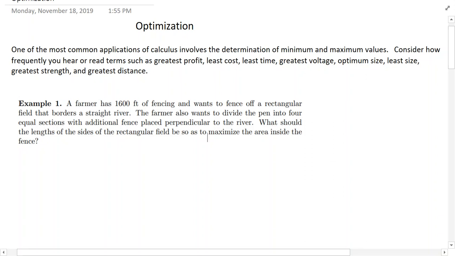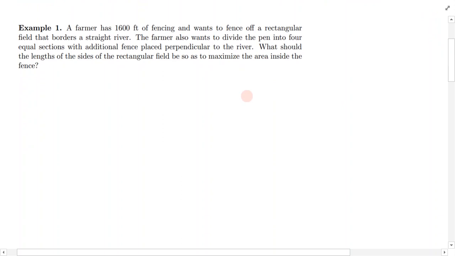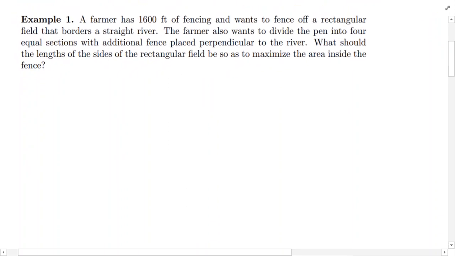So we're going to look at this first example, and it's pretty much a classic example. It says that a farmer has 1,600 feet of fencing, and he wants to fence off a rectangular field that borders a straight river. He wants to divide the pen into 4 equal sections, with additional fence that he's going to place perpendicular to the river. So what we want to do is find the lengths of the sides of the rectangular field, so we want to be able to maximize the area. Since I just read that, I'm going to highlight the idea that I am maximizing area.